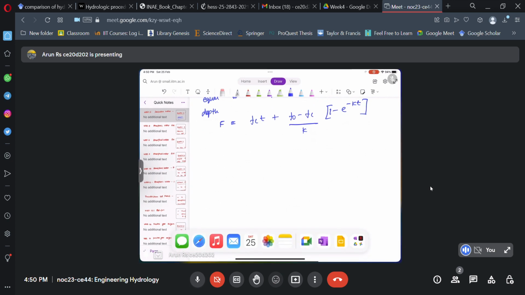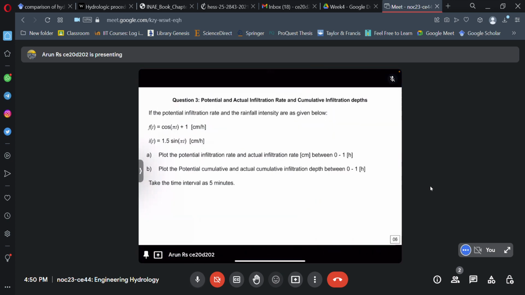So now let's see a problem related to that. Here in this question, the potential infiltration rate and the rainfall intensity are given as functions. The potential infiltration rate f of t varies as a cosine function, and the rainfall intensity varies as a sine function. Here we need to plot the potential and actual infiltration rate between 0 to 1 hour, and the potential cumulative and actual cumulative infiltration depth between 0 to 1 hour. We can take delta t as 5 minutes.